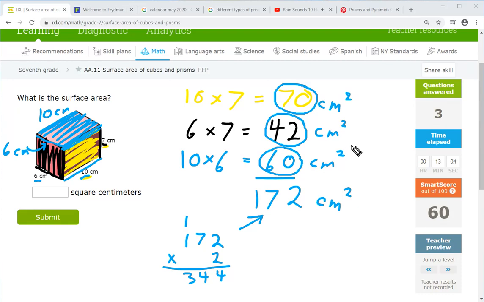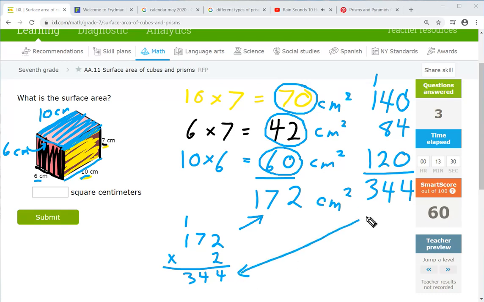It would have been the same thing if we had doubled all of these. So for example, if I did this times 2, I would get 140. If I did 42 times 2, I would get 84. And if I did 60 times 2, I would get 120. And if you add those up, then again you get 344. So you could do it either way.